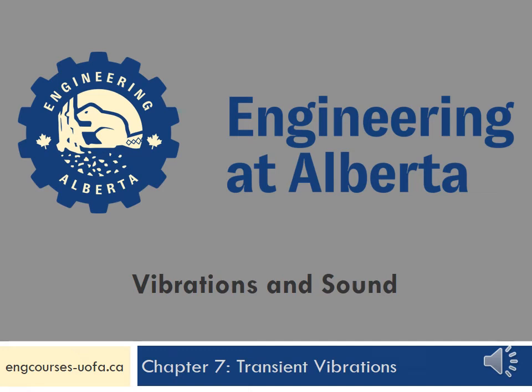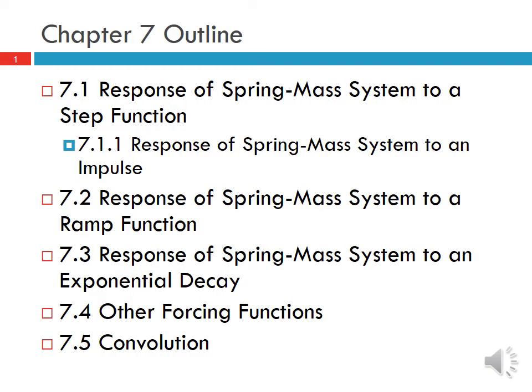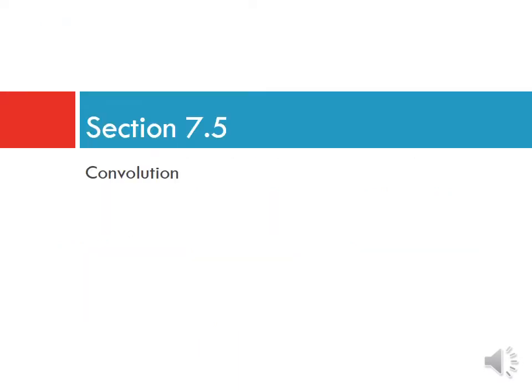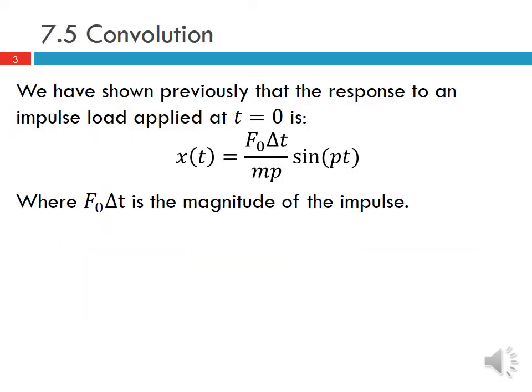In this video, we're going to finish up our discussion of transient vibrations. So here we're going to discuss convolution. We've shown previously that the response to an impulse load applied at time t equals 0 is given as x of t equals F naught delta t over mp times sine pt, where F naught delta t is the magnitude of the impulse.